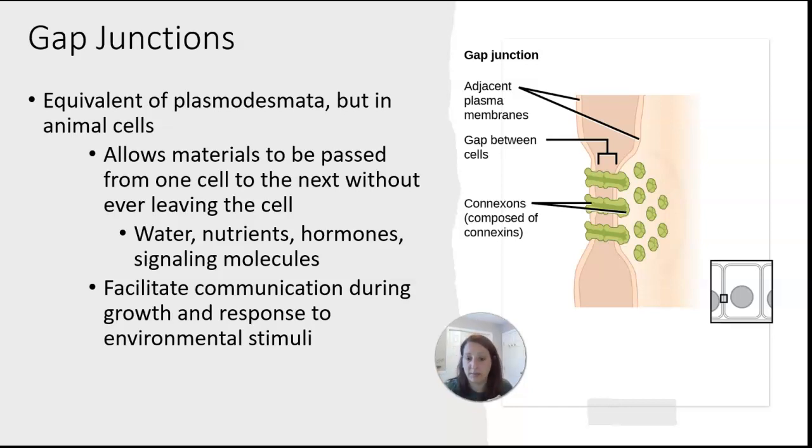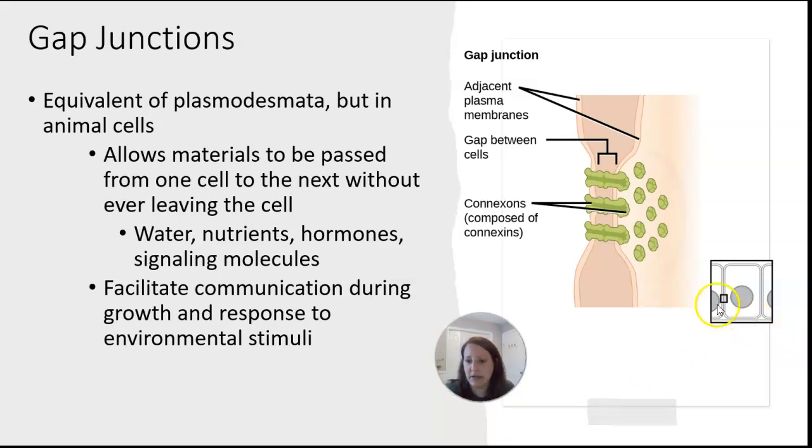Again, these are in animals. And parts of the extracellular matrix are going to be involved here, as well as the membranes and transmembrane proteins. And so gap junctions, I want you to think communication. These are really the equivalent of plasmodesmata that we just saw in plants. But again, these are only found in animals. And so what do they look like?